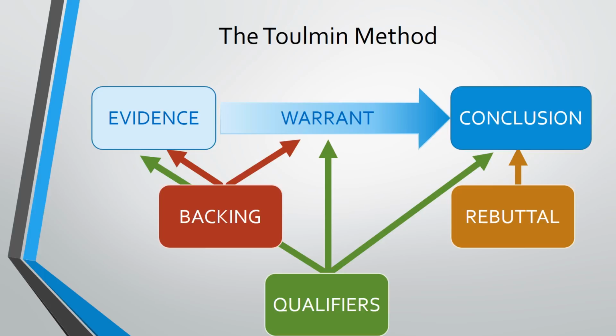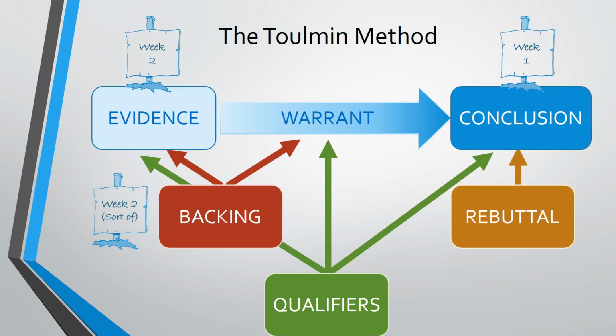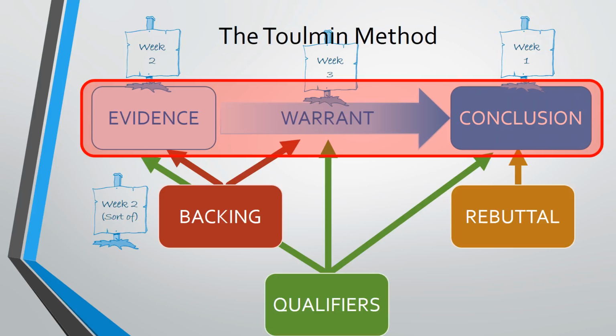In week 1, we introduced the method and the first primary component, the conclusion. Then we took a good long look at evidence in week 2. Much of what we said also applied to backing, since backing is essentially evidence for your evidence, or evidence for your warrant. This week we study warrant, which will conclude our survey of the major components of the Toulmin method across the top of the diagram.